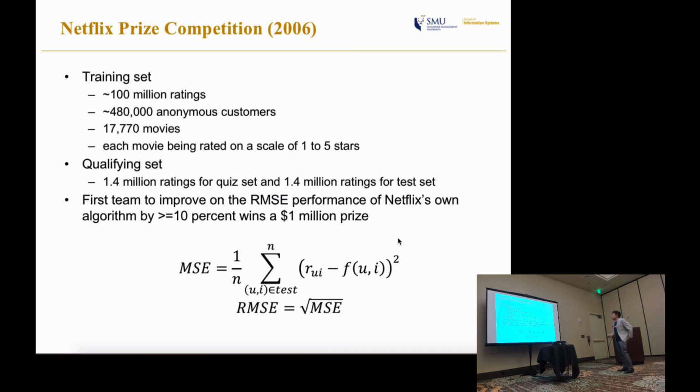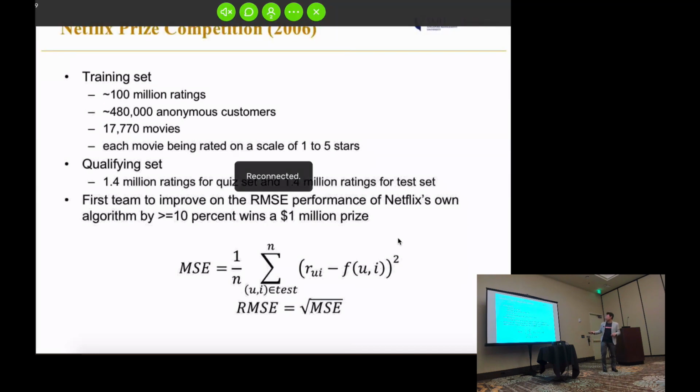The contest itself was based on a $1 million prize, and the requirement was just for you to beat the existing system by 10%. The 10% was based on a frequently used recommendation metric, which is called root mean squared error. The idea is that supposing there is an existing rating value, and you make a prediction for that rating, which we call a function f(u,i).